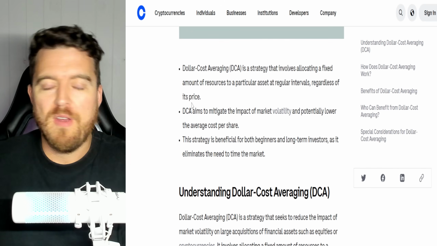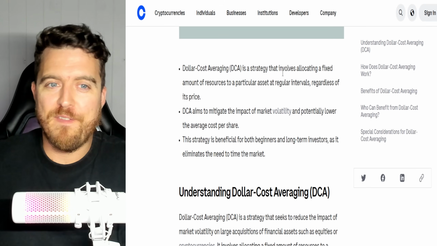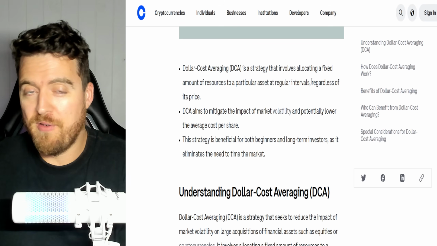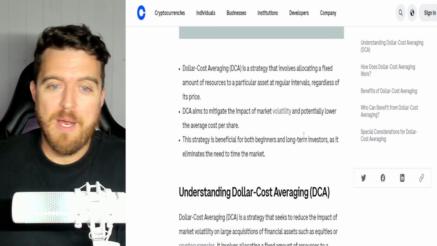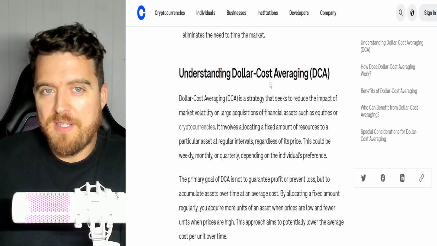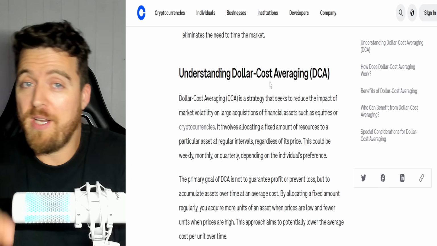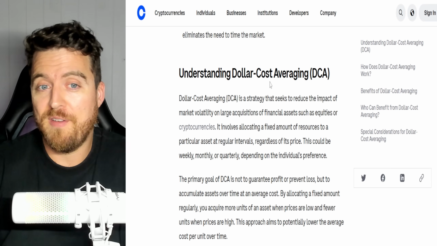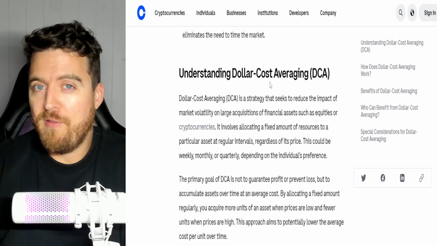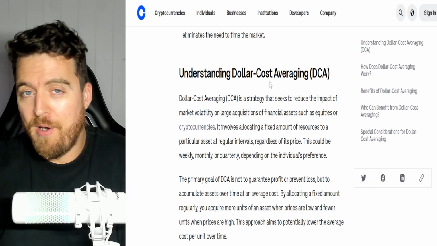So dollar cost averaging or DCAing is a strategy that involves allocating a fixed amount of resources to a particular asset at regular intervals. In this case, we're talking about Bitcoin. Basically all you're doing is starting with a fixed amount. That could be $1, $5, $10, whatever your budget is. And at every fixed interval, daily, weekly, monthly, you're going to buy yourself a little bit of Bitcoin.